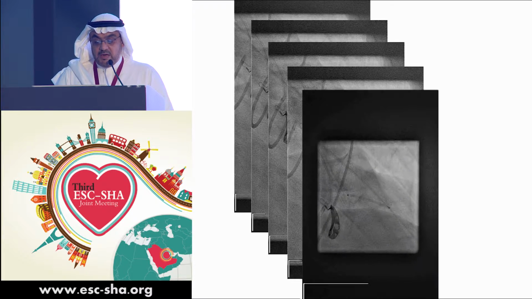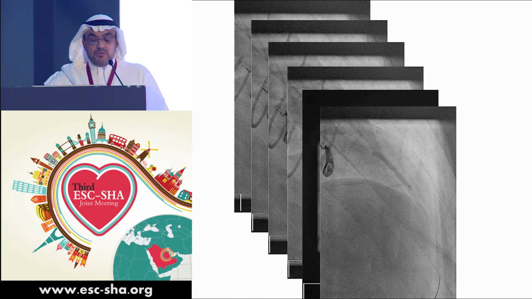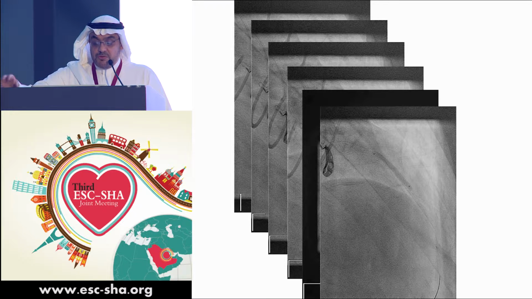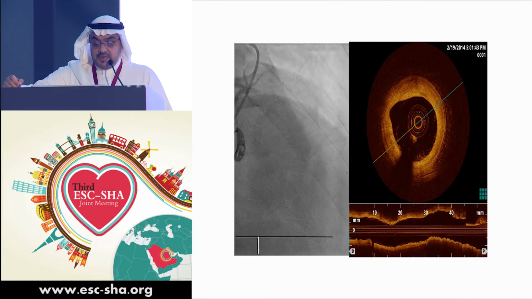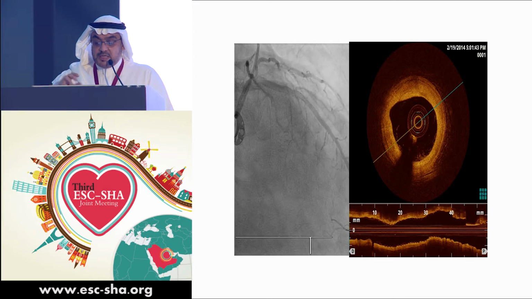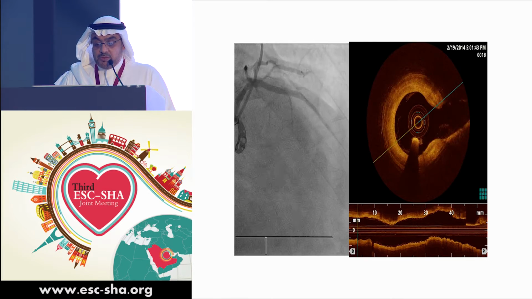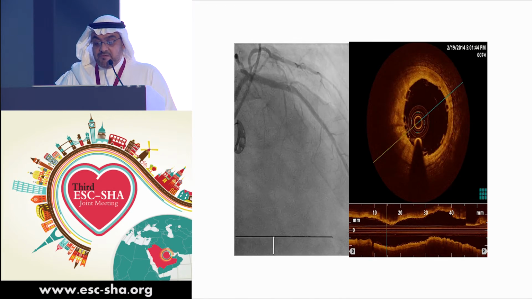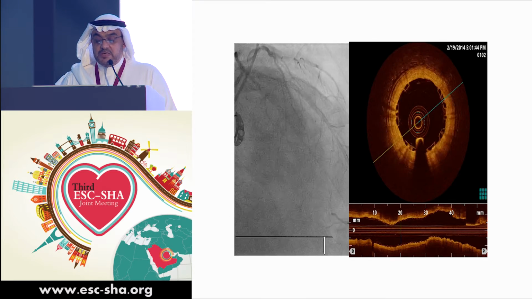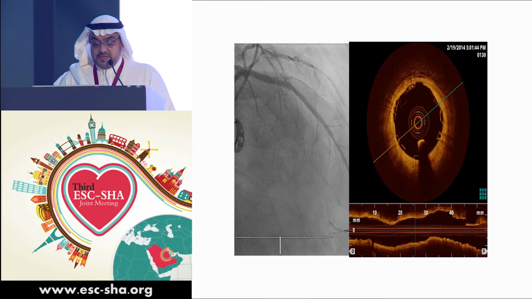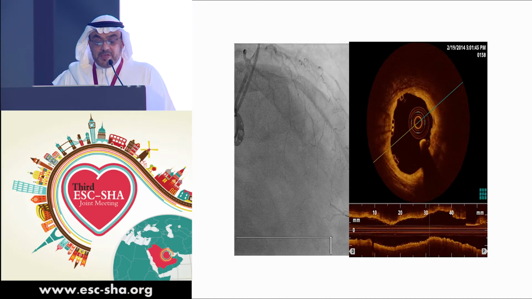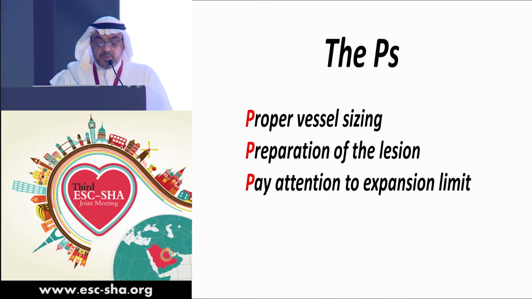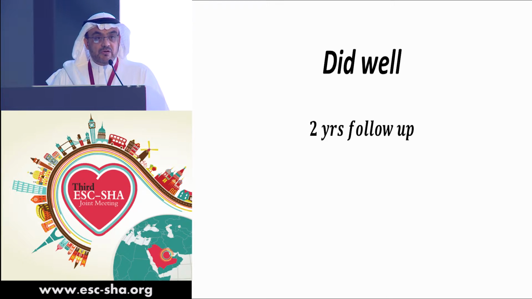And we ended with OCT. In all the cases where we do BVS, we end with OCT to assure proper expansion. We ended with a good result, with good alignment of both stents, the BVS and the DES, and we have a very good result. It's a long lesion. This is the proximal drug-eluting stent. So we respected the 3 P's: the proper vessel sizing, the preparation of the lesion, and paying attention to the expansion. The patient did well, and we have 2 years of follow-up, and he's doing very well. I'll go to the other extreme.